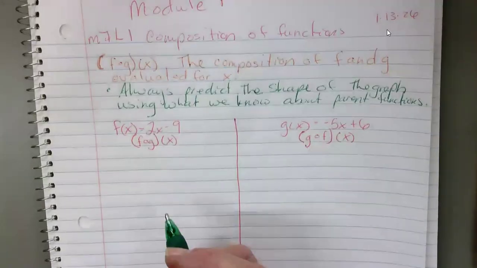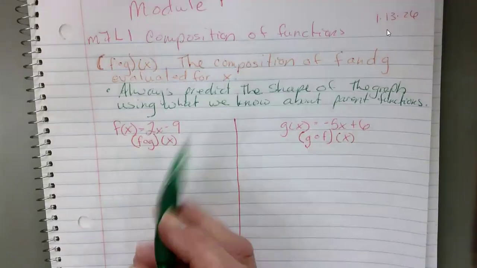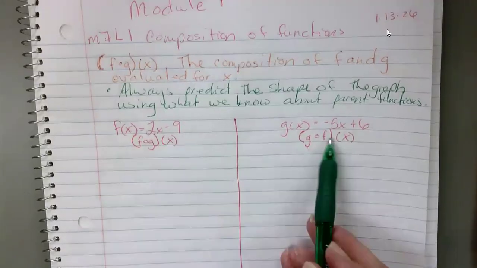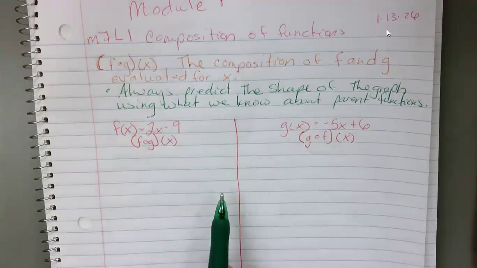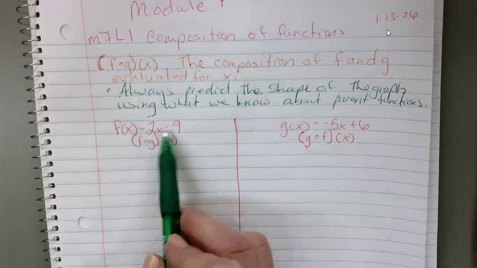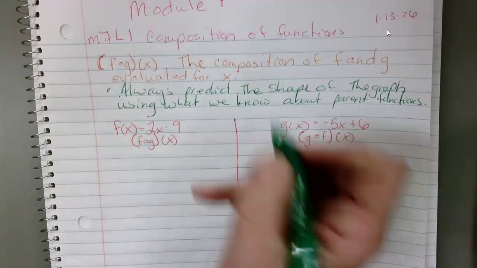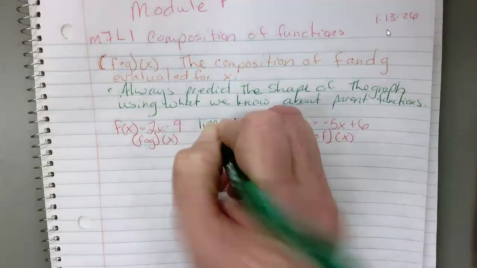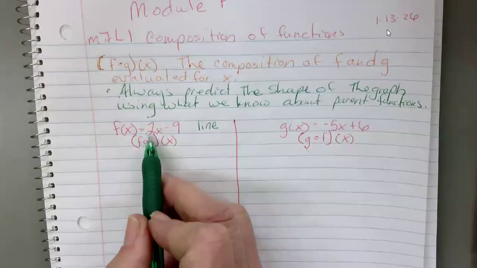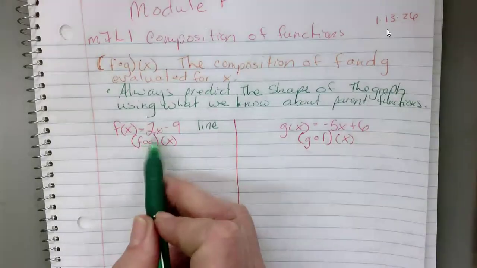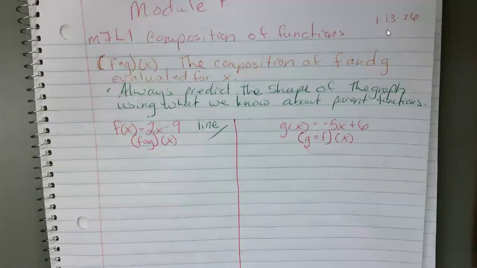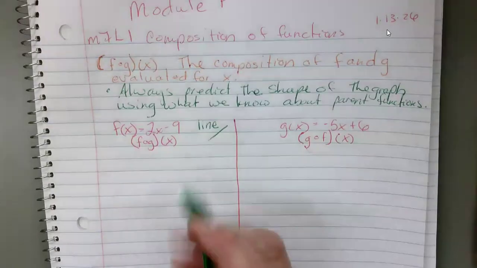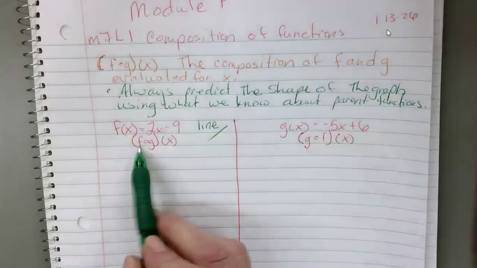So looking at my directions, it says to write the f of x and the g of x equations. I did that. Now I need to predict the shape of the graph. 2x minus 9 is linear, so this is going to be a line because this is basically y equals mx plus b format. So the 2 is a positive slope. It's going to be a line that goes up like that, positive slope. Number 3, write the composition order. My order is the f first, then the g.